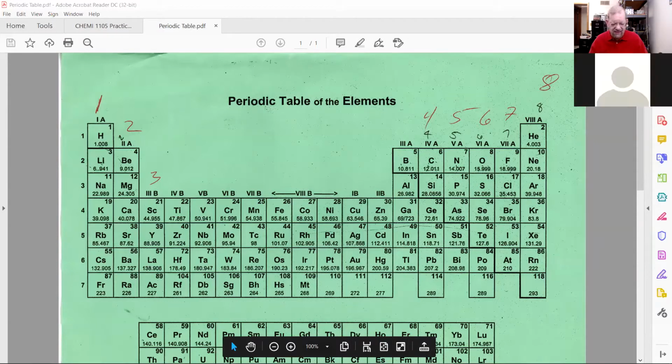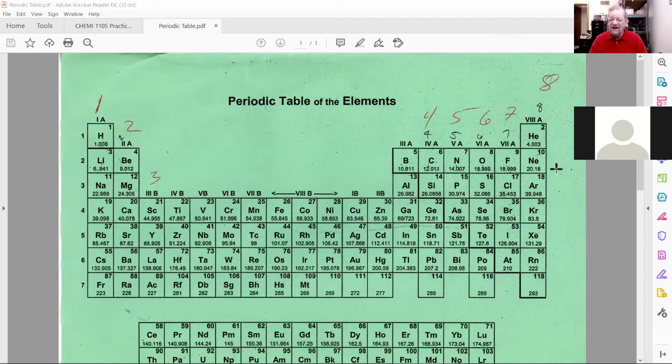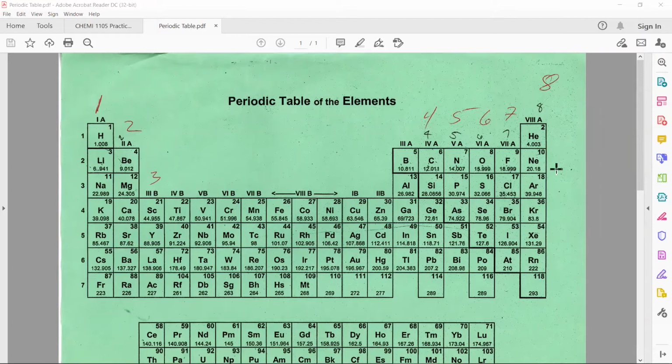All right, let me make it visible to you. Everybody see the periodic table? Thumbs up, people. Wake up. Everybody see the periodic table? All right, this is a test. Give me a thumbs up if you see the periodic table on your screen, please. Thank you. All right.